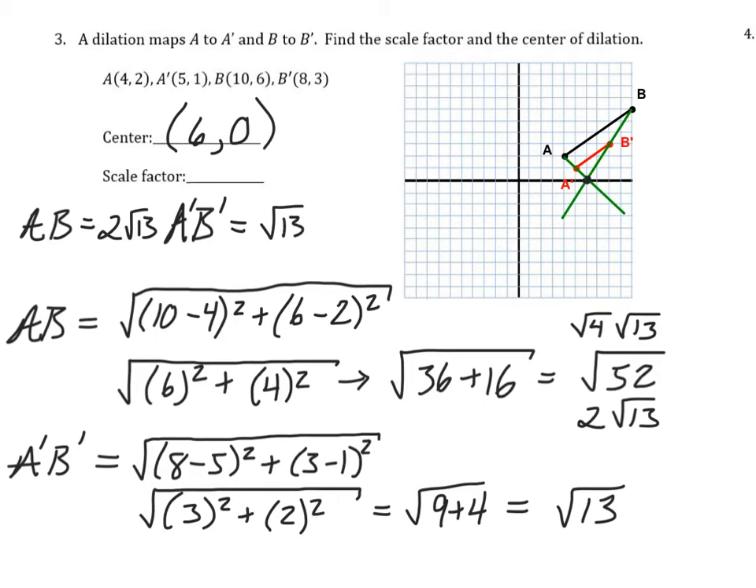So what I'm going to do to figure out my scale factor, remember, is I'm going to compare my image, A prime, B prime, to my pre-image, AB. So in this case I end up with square root of 13 over 2 square root of 13. Well, I can get rid of those square root of 13s, and it's just going to end up being 1 to 2. So once again, I have a scale factor of a half, and that does look to be the case. A prime, B prime does look to be about half of AB.